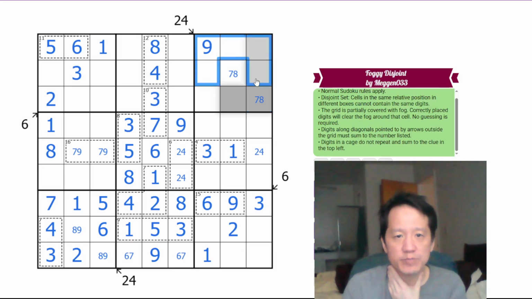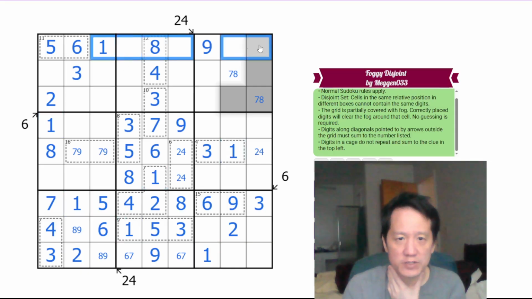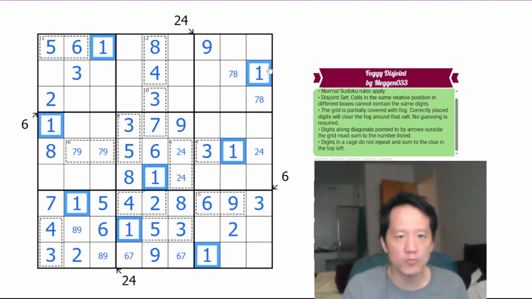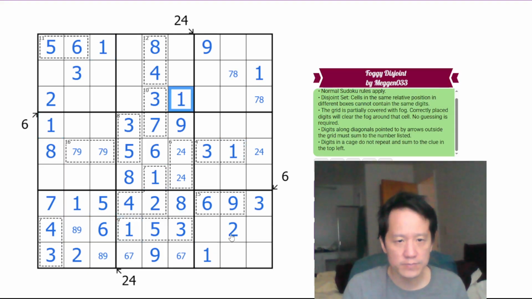So in this box, where can the 1 be? Can't be here, can't be here because of the 1s in the columns. Can't be here because of the 1 in the row. Can't be here because this must add up to 24 with the little killer clue. So the 1 has to be here. Which means we have 8 1s. We know where the last one has to be. It has to be here.